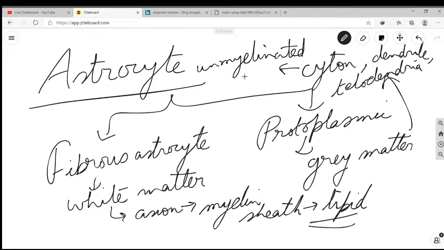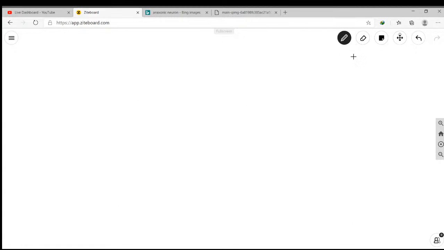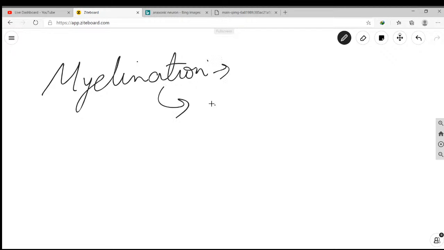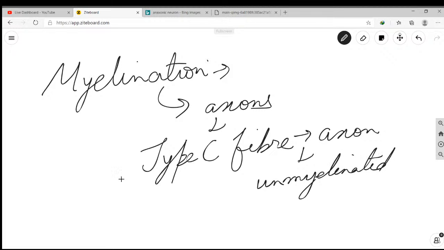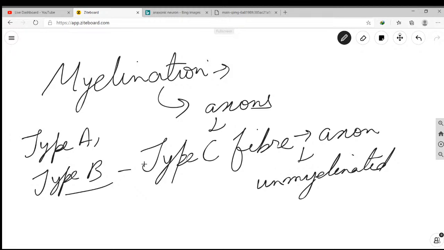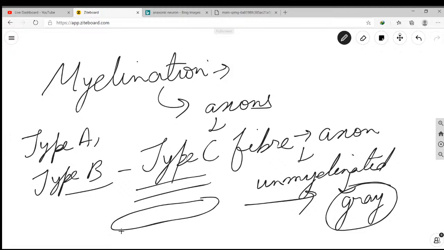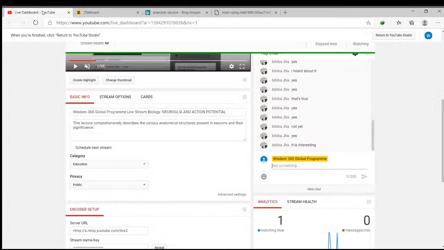Okay. Sometimes what happens is the myelination is not present on axon. There are some neurons which are known as type C fiber. Fiber means axon. So type C fiber containing axons are unmyelinated. There are three types: type A, type B, and type C. That I'll teach you in the next class and further. So type C fiber axons are unmyelinated in nature. So these axons will also appear gray. So white matter means wherever the axons are myelinated. That is the direct rule of knowing white matter. Okay, that is how you understand what is white matter.